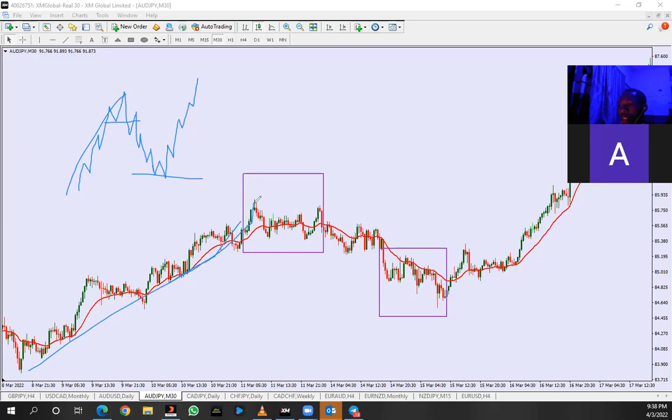Now, the market went up, tried to break market structure, did not break. This is the market structure around this region. It breaks the market structure, retraces back up, then drops. Now, it has done this on the 30 minutes time frame. Now, what happened at this particular zone?